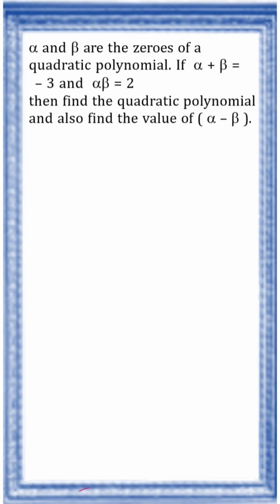Now still another question is there. We have to find alpha minus beta. Now let us recollect from our memory that we can use one identity: alpha plus beta the whole square minus 4 into alpha into beta is equal to alpha minus beta the whole square. Let us check if you want.